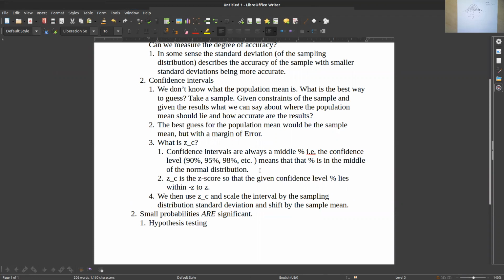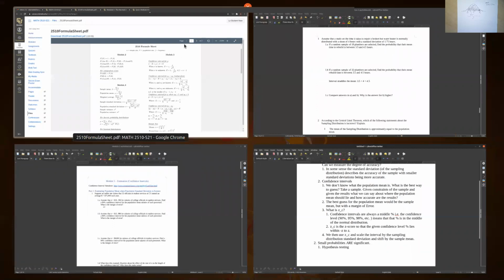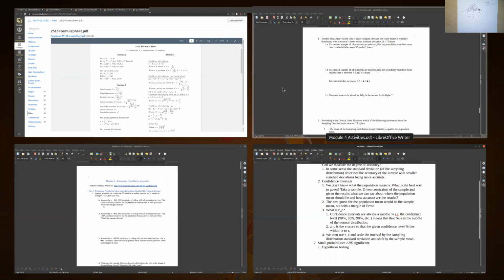So that Zc was critical. It told us where 90% of the data should lie, which tells us that 90% of the time, if we were to perform this sampling method, let's say 100 times, then 90 out of those 100 times, this interval we create should contain the true population.